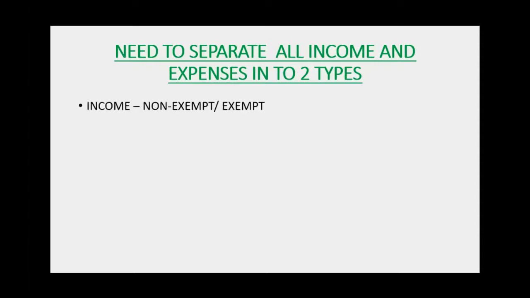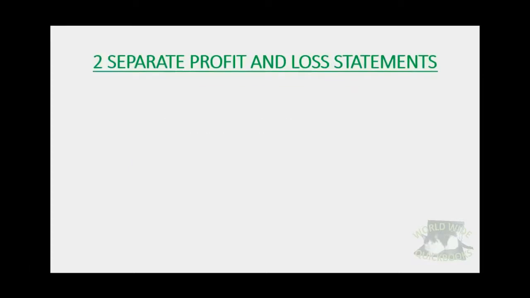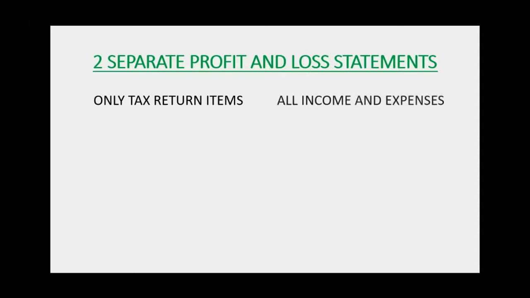So you need to separate all your income and expenses into two types. The income should be split into non-exempt or exempt income, and the expenses should be split into either deductible or non-deductible expenses. In short, you either include the item in your tax calculation or you do not include the income or expense item in your tax calculation. So, you need two separate profit and loss statements in order to accomplish this. One that has only tax return items that are includable on the return, and another income statement that includes everything, all income and expense items.